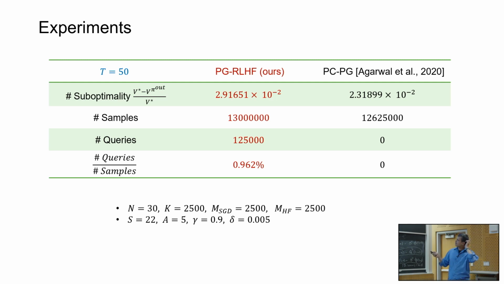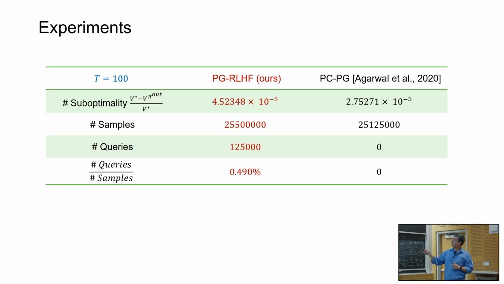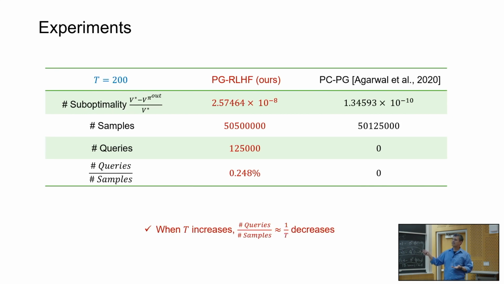So for this problem, surprisingly, the results match quite closely to theory. If you run the algorithm for 50 iterations of policy improvement, the number of extra queries that we need for human feedback is like 0.962%. Whereas if you increase that to 100, it is 490, almost exactly half, and then to 200 it further divides. So this 1 over t seems to be reasonably correct, but of course we are not actually having humans compare, so I don't know how it will be in that case.